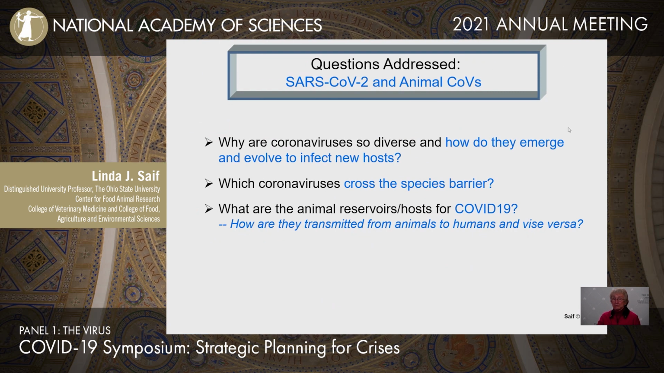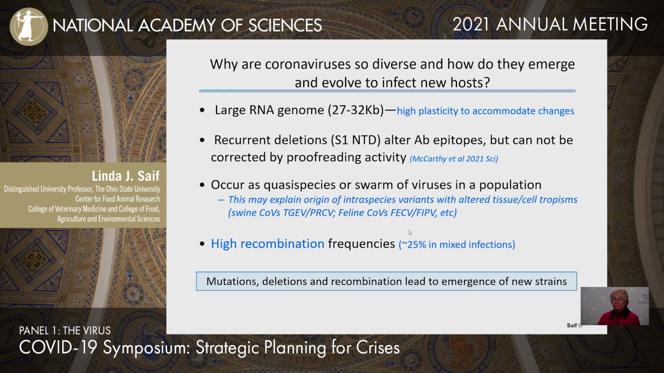So the questions I'd like to address are, why are coronaviruses so diverse, and how did they emerge and evolve to infect new hosts? And then which coronaviruses crossed the species barrier? And then what are the animal reservoirs for COVID-19? How are they transmitted from animals to humans and vice versa? So the first question is about the diversity, the emergence, and evolution.